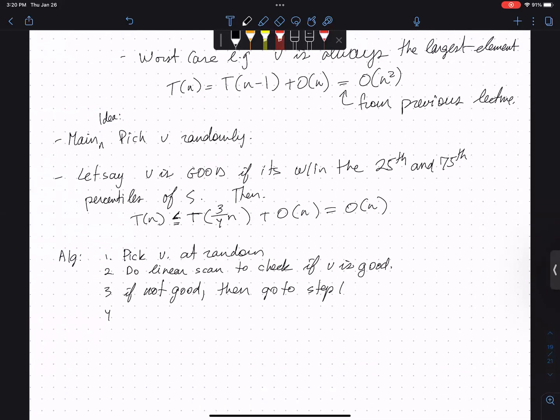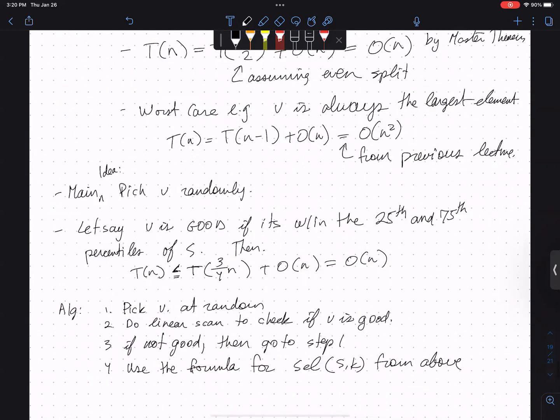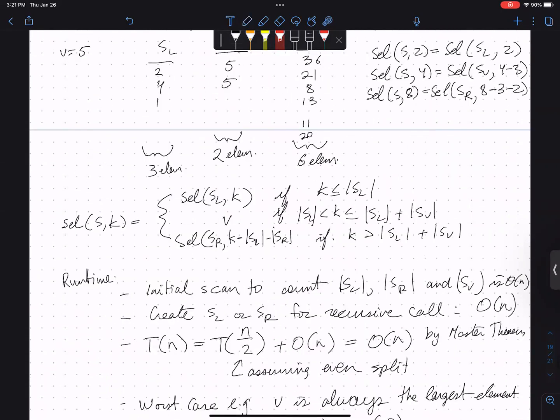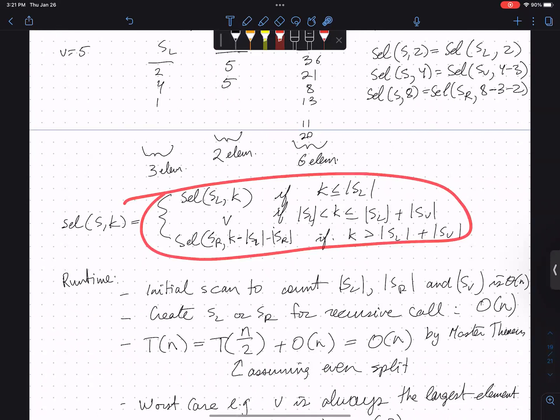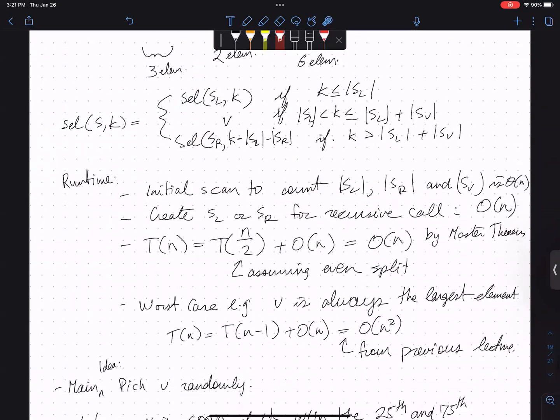Otherwise we continue, and then we use the formula for selection from above. So then we go back to the algorithm we talked about, which is just to check these cases. Use V as a pivot.